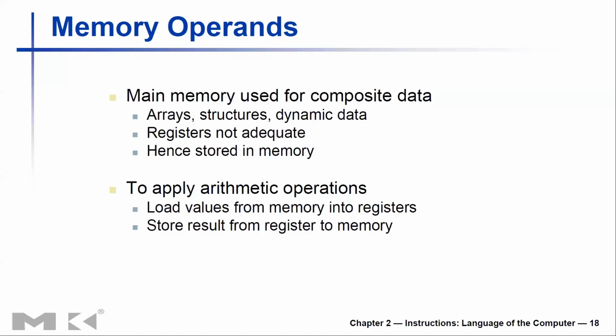Now for the result also, you might see that the register space is not enough to store all these results. If that is the case, then you need to store this result back in the main memory. So these are the two operations that you will be performing with the main memory. When you want to perform an arithmetic operation, you need to first load the values from memory into registers, and once you are done with the operation, you need to store the result back in the memory.